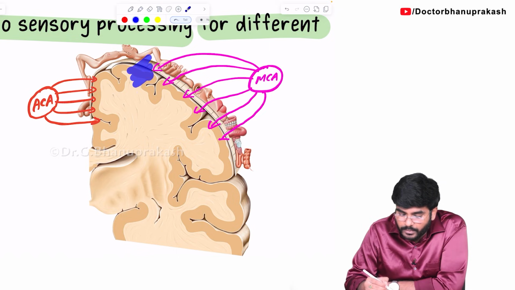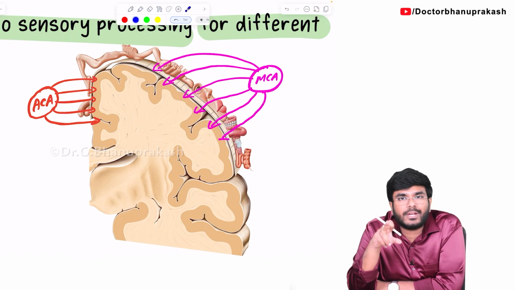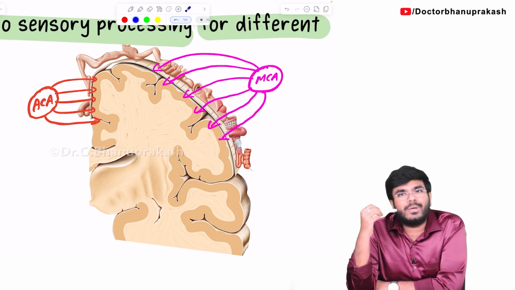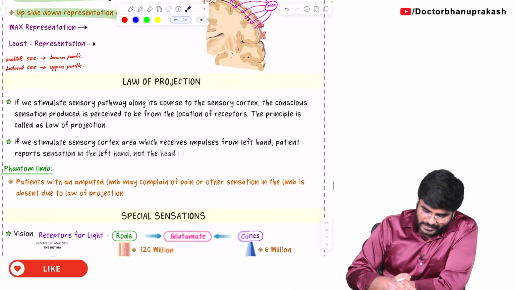Now in the same way, when the MCA is blocked, MCA stroke, what will happen? It's the lateral part of the somatosensory cortex that is going to be affected. Lateral somatosensory cortex gone. When the lateral somatosensory cortex is gone, the person is going to lose the sensations from the head and neck region as well as the upper limb region. So now write that info.